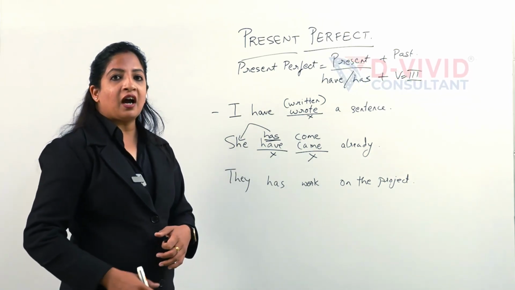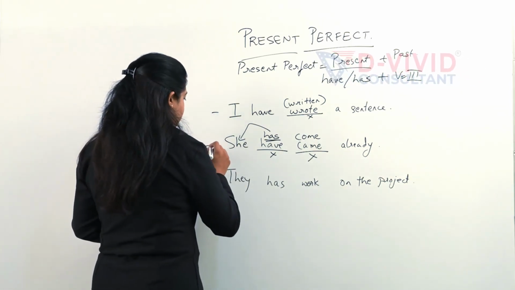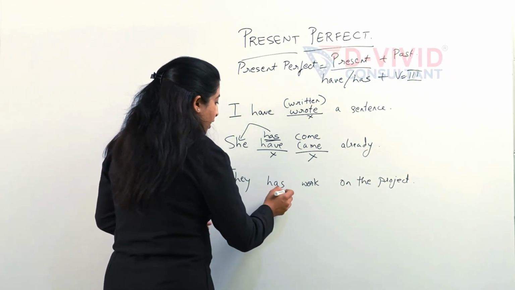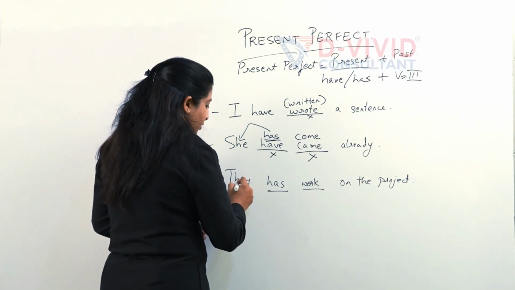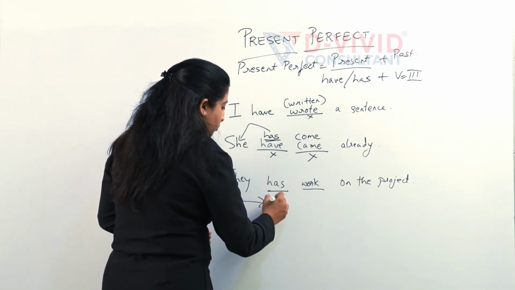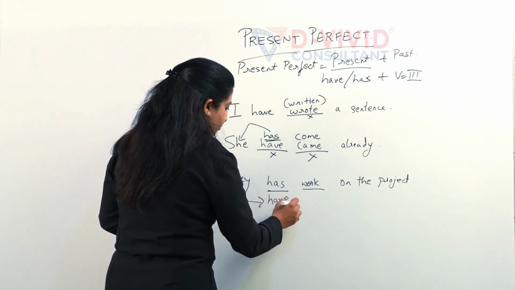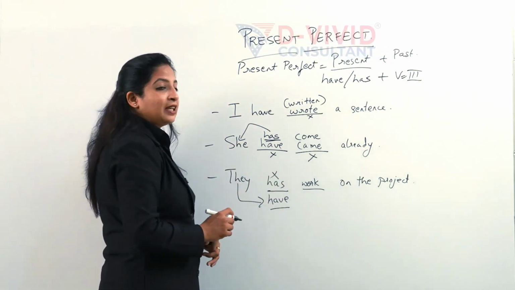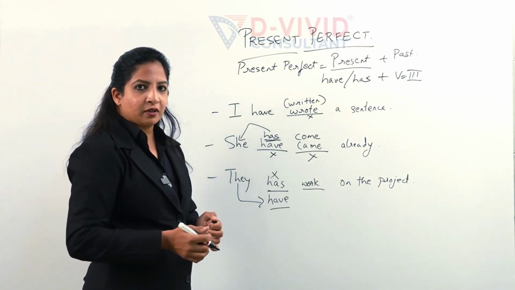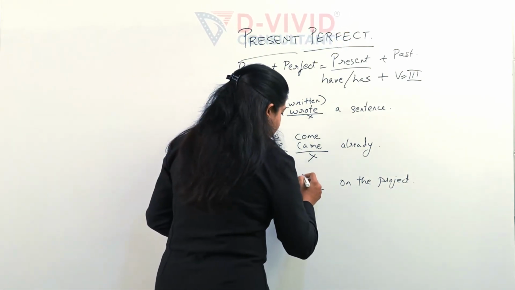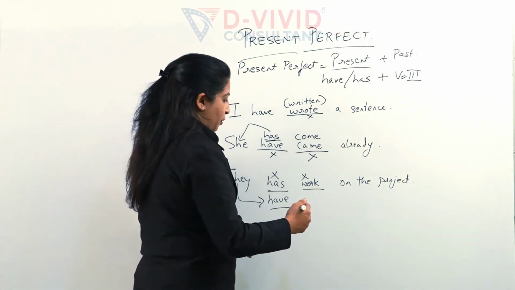In the third, how many errors have you spotted? There are again 2 errors. Because we have they, the correct would be have, and this is incorrect. And I have used the first form of the verb, and instead we'll be having the third form.